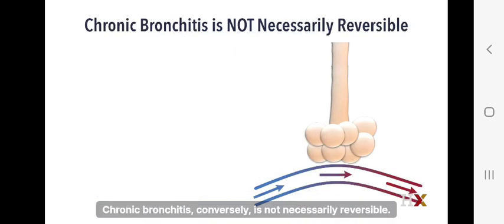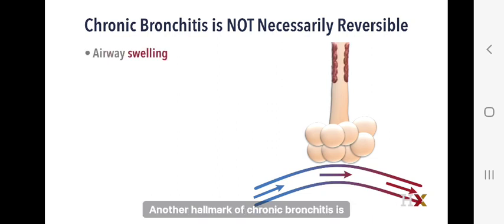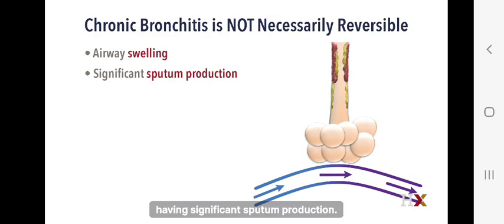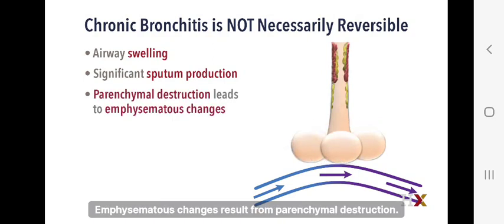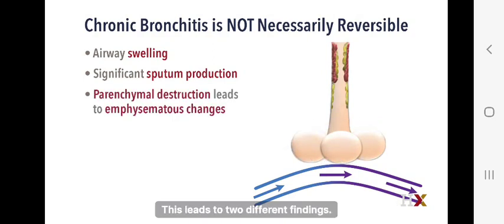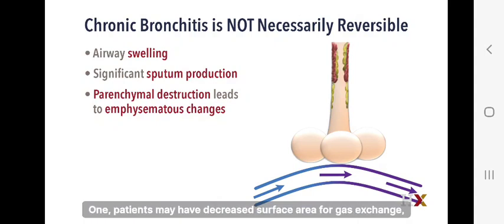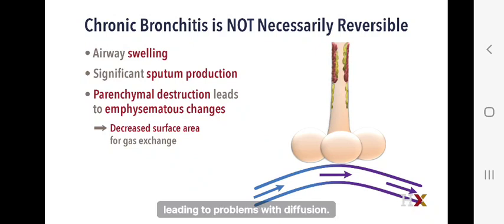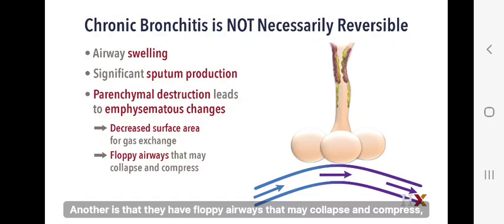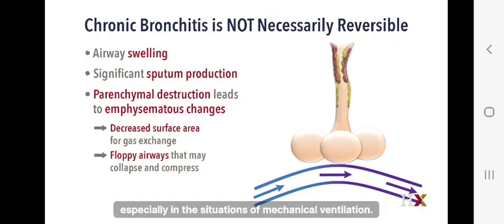Chronic bronchitis, conversely, is not necessarily reversible. Another hallmark of chronic bronchitis is having significant sputum production. Emphysematous changes result from parenchymal destruction. This leads to two findings. One, patients may have decreased surface area for gas exchange, leading to problems with diffusion. Another is that they have floppy airways that may collapse and compress, especially in the situations of mechanical ventilation.